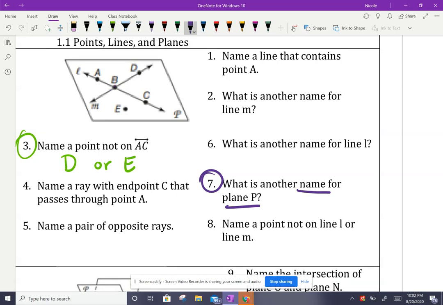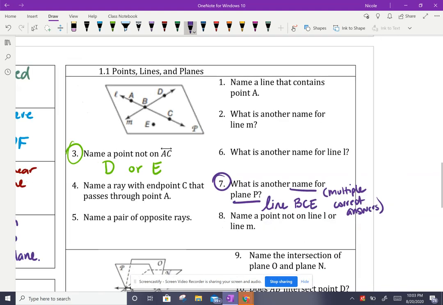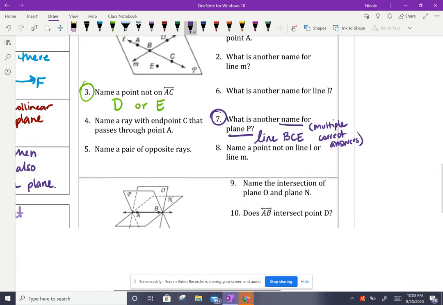So I'm just going to pick one and say plane BCE. But multiple correct answers. Now, when you're typing these in, we tend to type them in alphabetical order, so try doing the same as well. So think about going in alphabetical order. I'll look at some of these other ones.